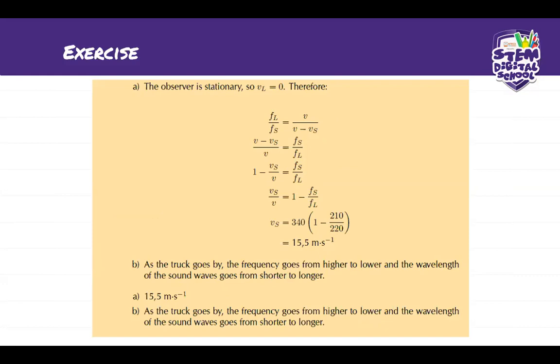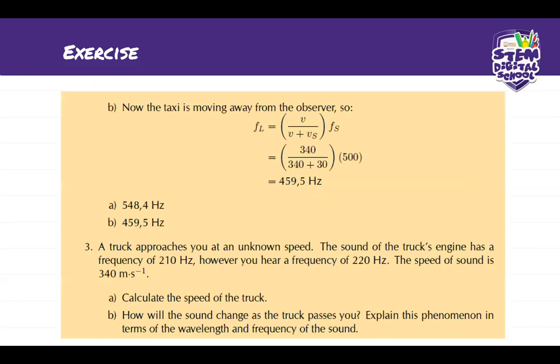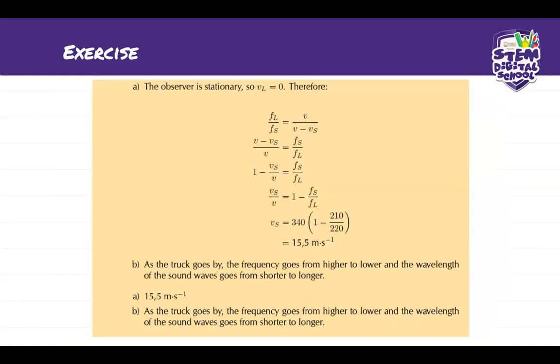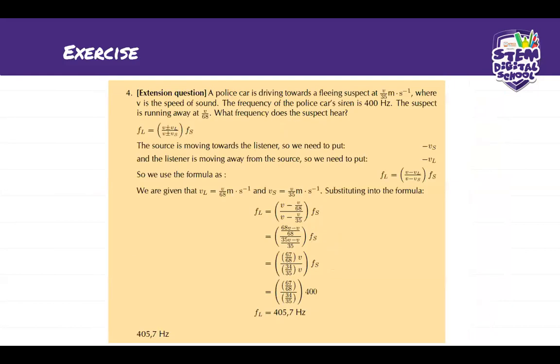Okay, so we know that your sound is high when your wavelengths are shorter or closer to each other, and that's when your frequency becomes very high. Okay, so these are our answers right there. So now we move on.